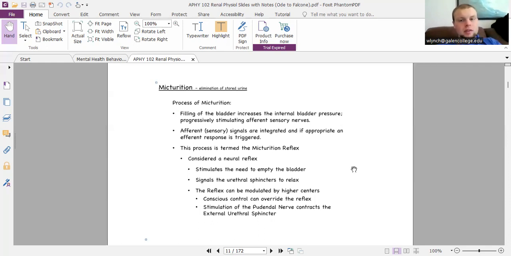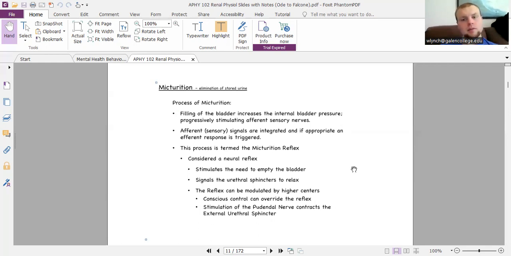Those signals are going to be integrated and are going to signal an efferent response if that is enough stimuli. This is called the micturition reflex. It's going to stimulate our neurological need to empty the bladder. The internal urethral sphincter will relax. The reflex is modulated by our higher conscious nervous systems like the brainstem.